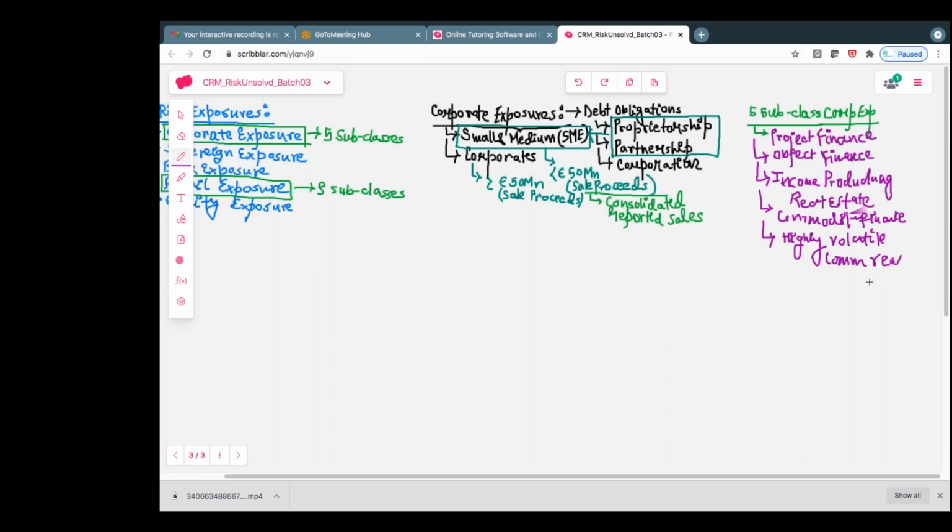Let's say Amazon wants a loan, and they come to the bank and we give them a loan. So what type of loan is that? That will fall somewhere between project finance and object finance, depending on the nature of the lending. I mean, what they want to do with the money, and how exactly that transaction is structured.